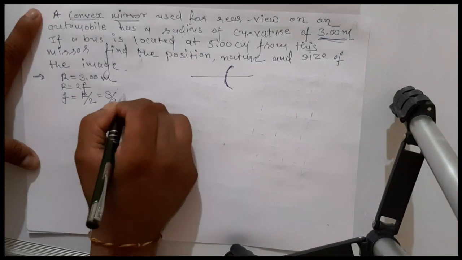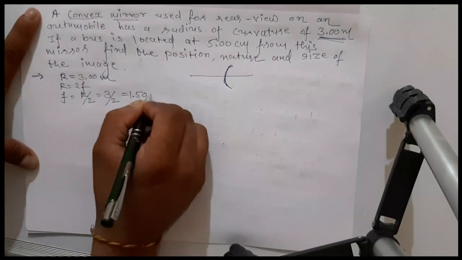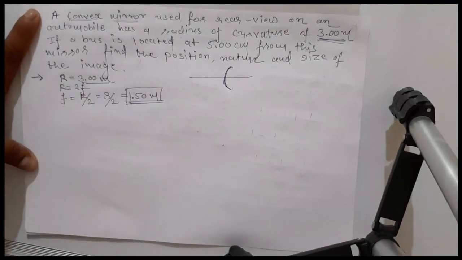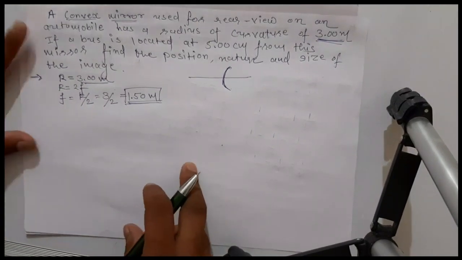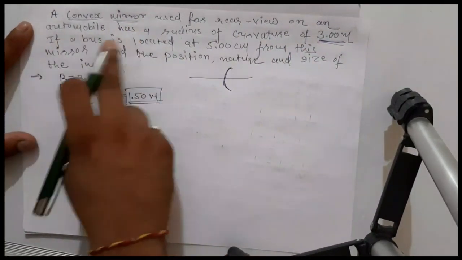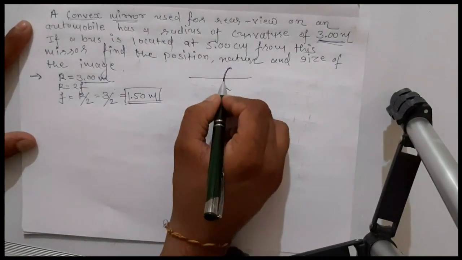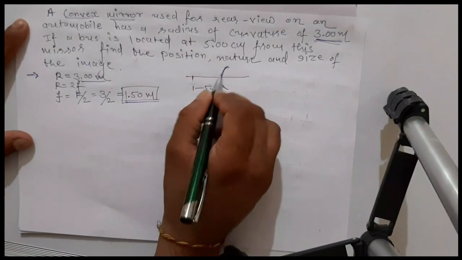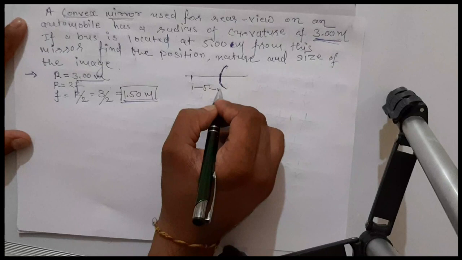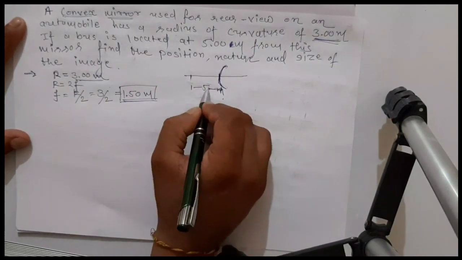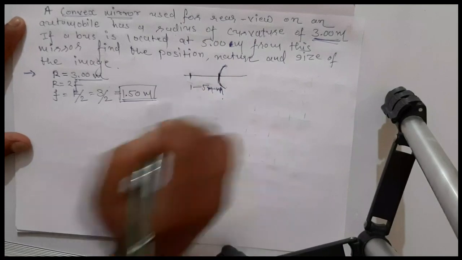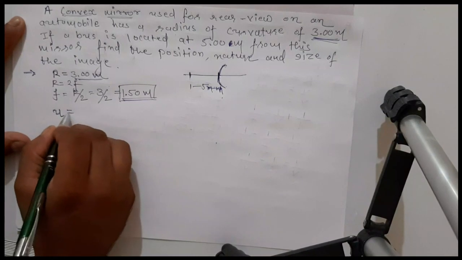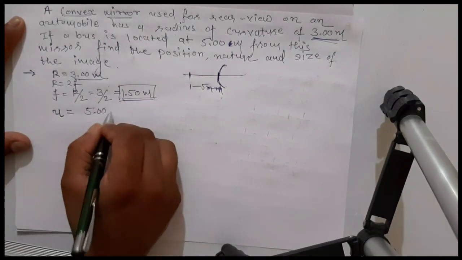We'll get 3 by 2, that will be almost 1.5 meter. So this is our focal length and this is our radius of curvature. Okay, now see, the bus is located at 5 meter from here, it's given, it's not 5 centimeter, it is 5 meter. So this distance is our 5 meter. So our object distance u is given, that will be 5 meter.